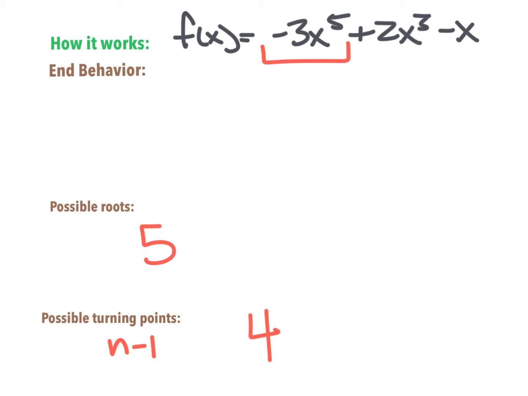All right, now end behavior, we see that the 5 is odd and the 3 is negative. The negative 3 is what we're going to deal with first. That lets me know that it ends going down.